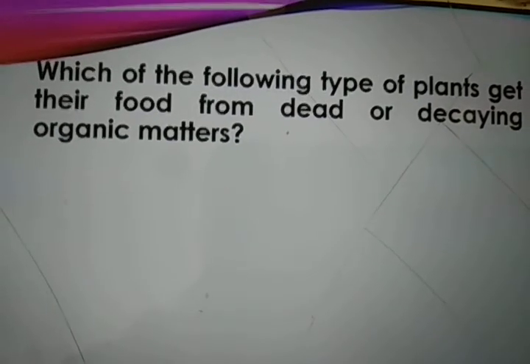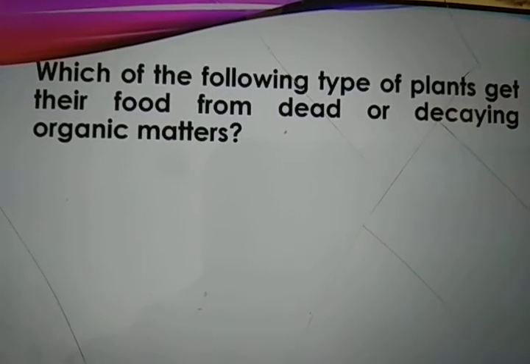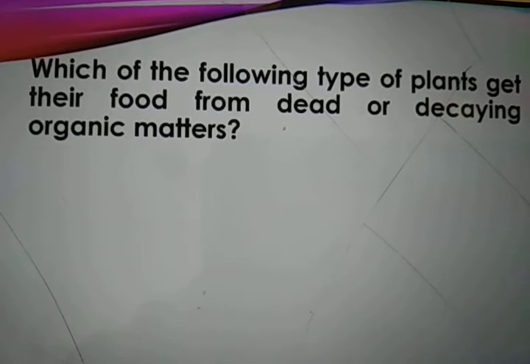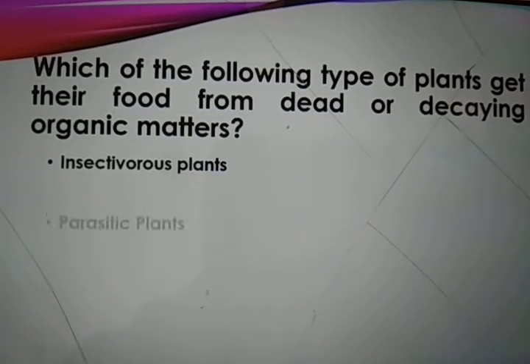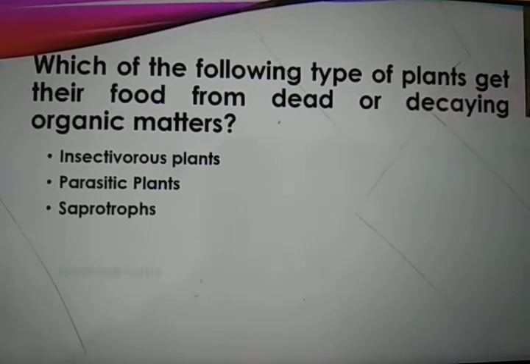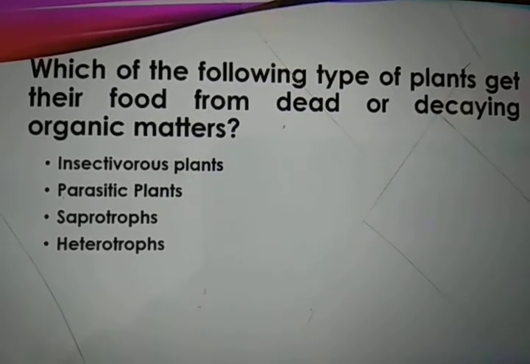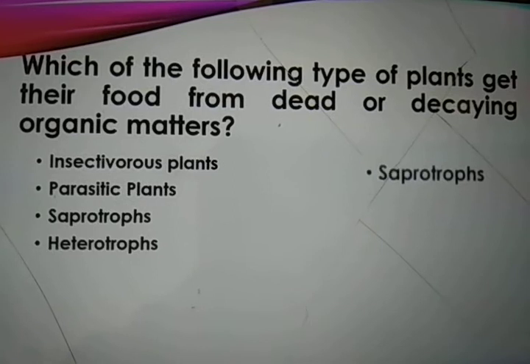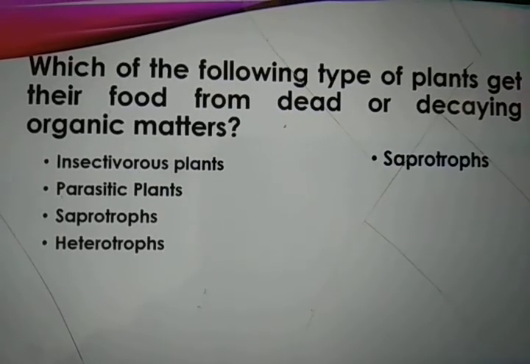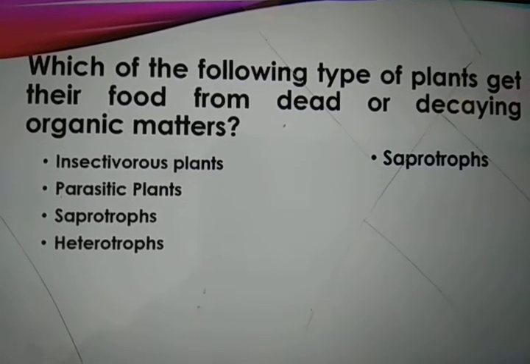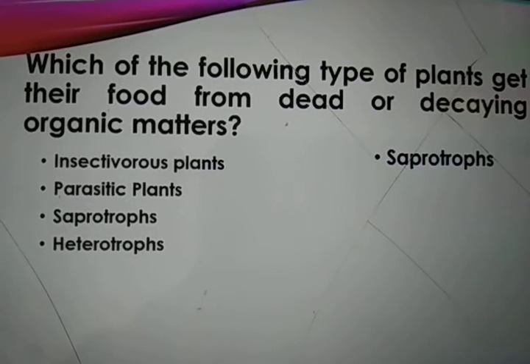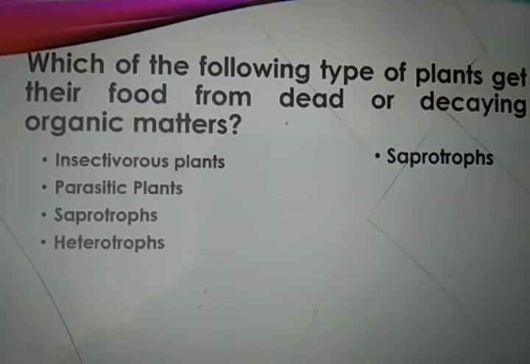Now the next question, which of the following types of plants get their food from dead or decaying matter? These are the different options, and the correct answer is saprotrophs. And the examples are mushroom, fungi, etc.